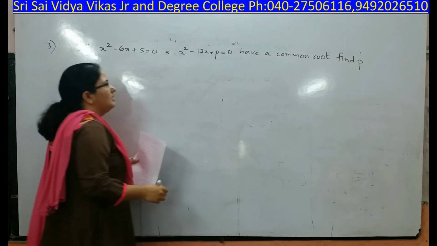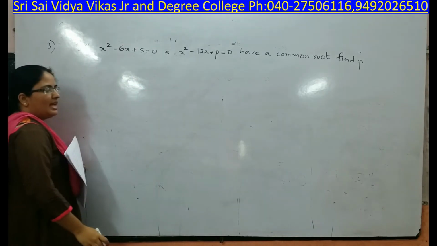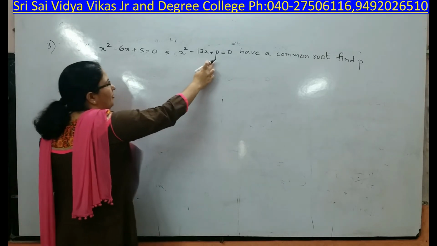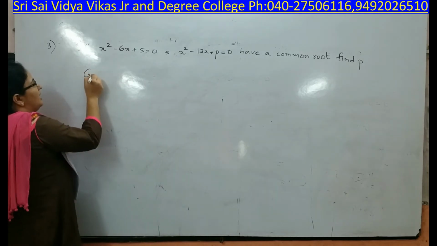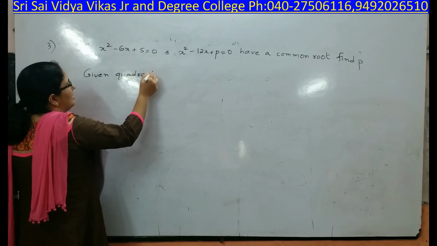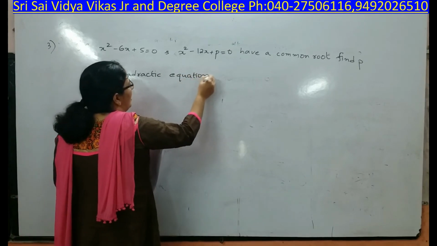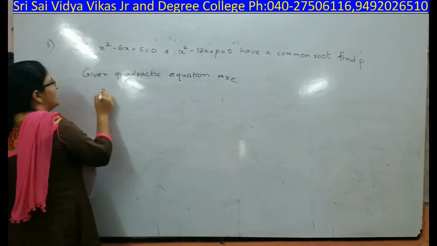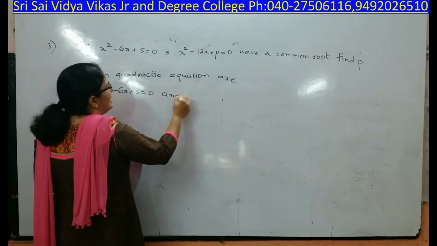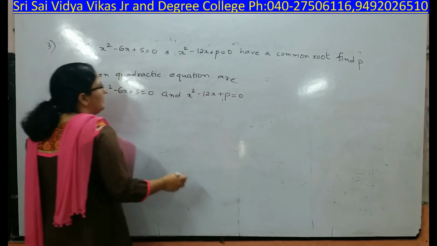Now, what is given? You are given two quadratic equations. They are saying that they have a common root. If they have a common root, you have to find the value of p. Now, the given quadratic equations are x square minus 6x plus 5 is equal to 0 and x square minus 12x plus p is equal to 0.